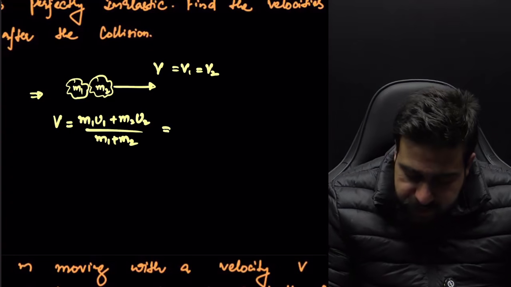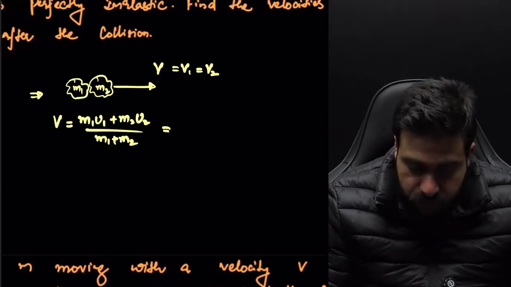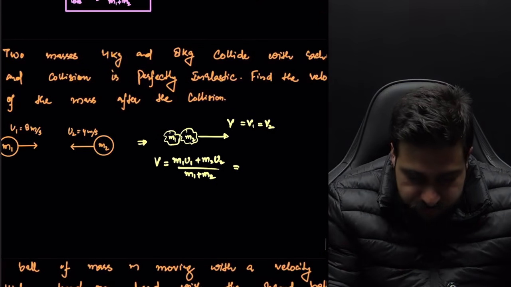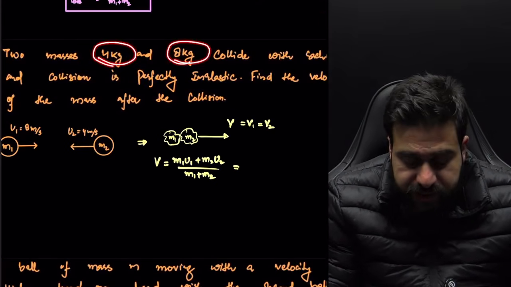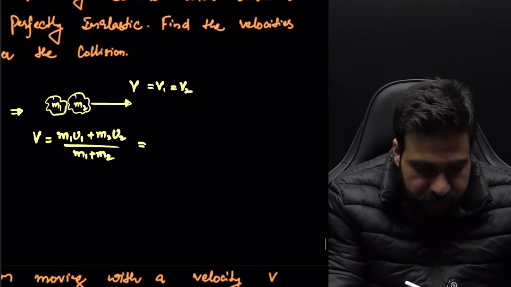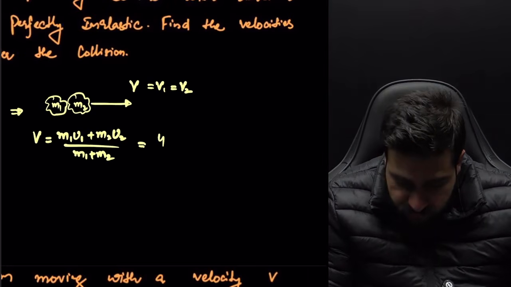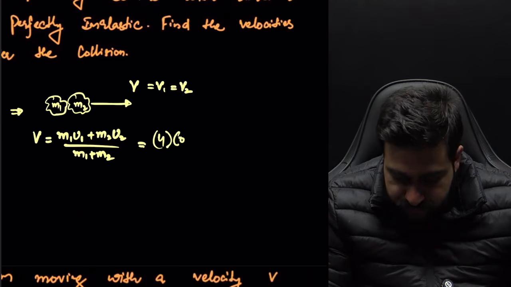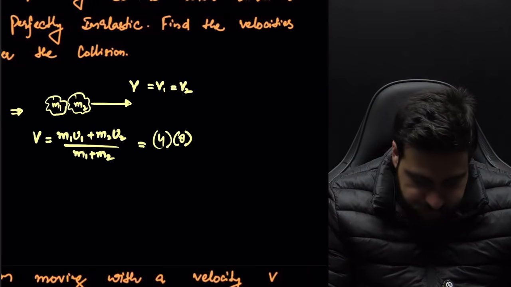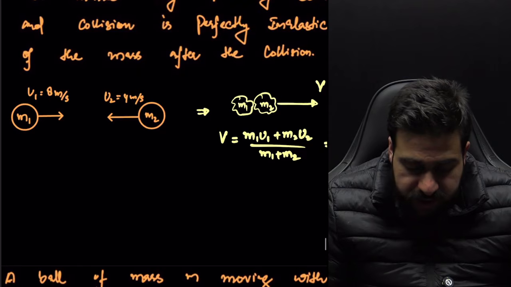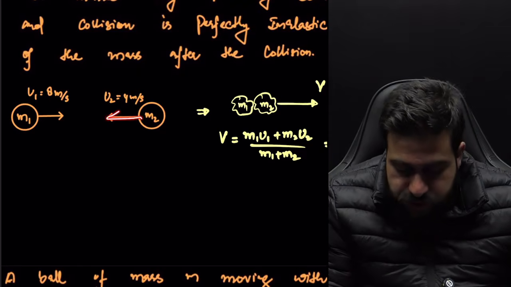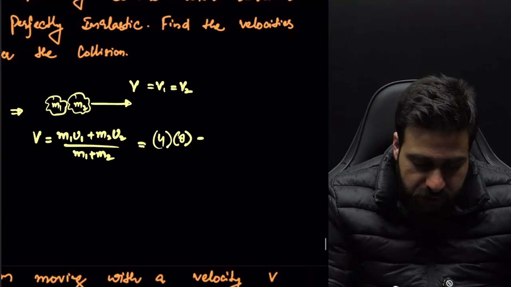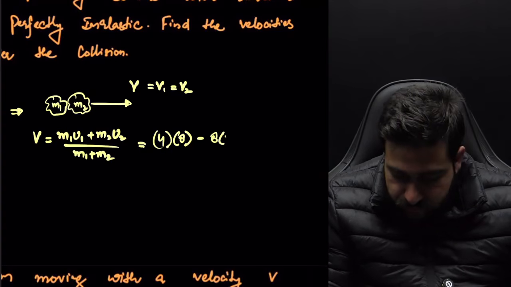And my dear NEET aspirants, m1, what is the value of first mass? It is given over here: 4 kg, 8 kg. So what I can write over here, this is 4, and velocity u1 is 8, into 8. Then minus. Why am I writing minus? Because this velocity is negative, as it is in the left direction. So its mass is 8 into 4.